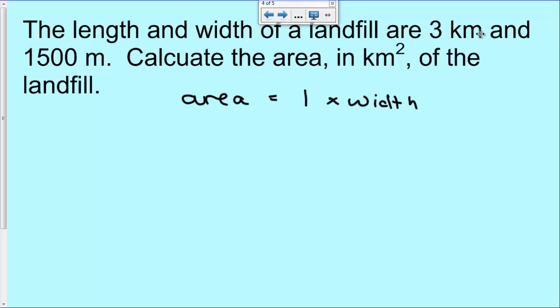We have kilometers for our length, we have meters for our width, so we do need to change this, and we're interested in an area, so we need to multiply two measurements that contain kilometers in order to find the area. If we were to just multiply these right now, we had 3 kilometers for our length, and we have 1,500 meters for our width, this would not work.